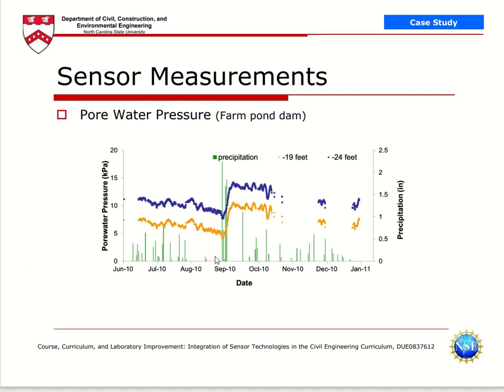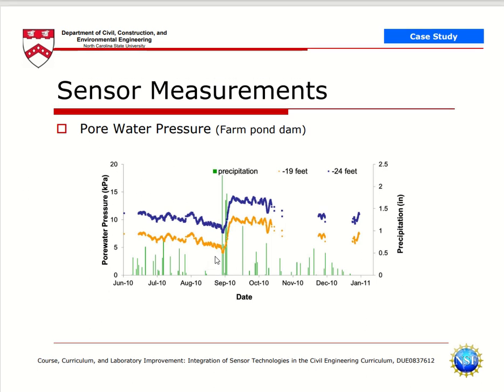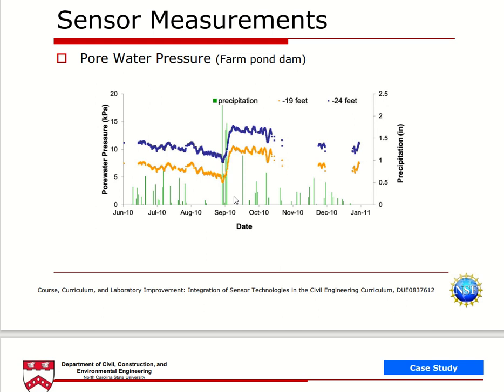And here are the graphs for the pore water pressure from the farm pond dam. On the x-axis you can see date, and on the y-axis you can see the pore water pressure, and you can see the precipitation here, right? So you can see with higher precipitation, the pore water pressure in kilopascal increases. Simple observation.